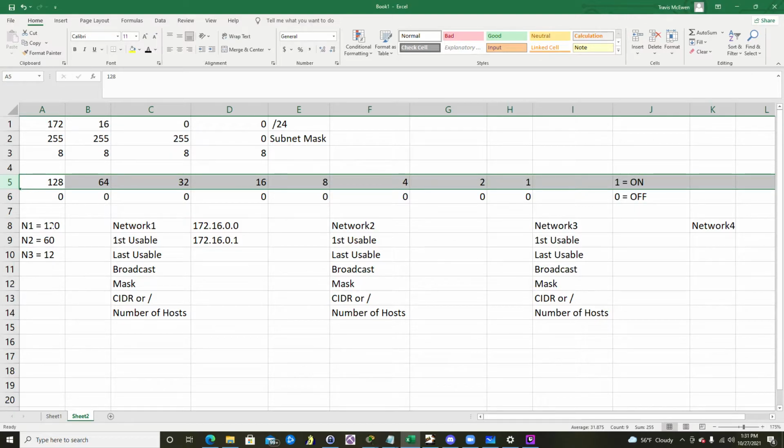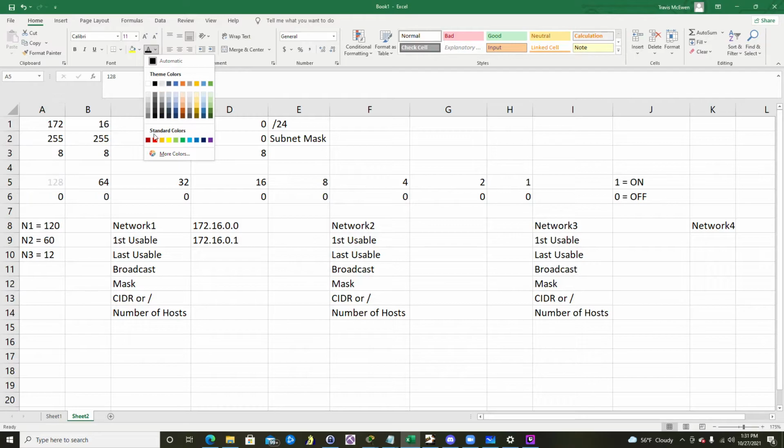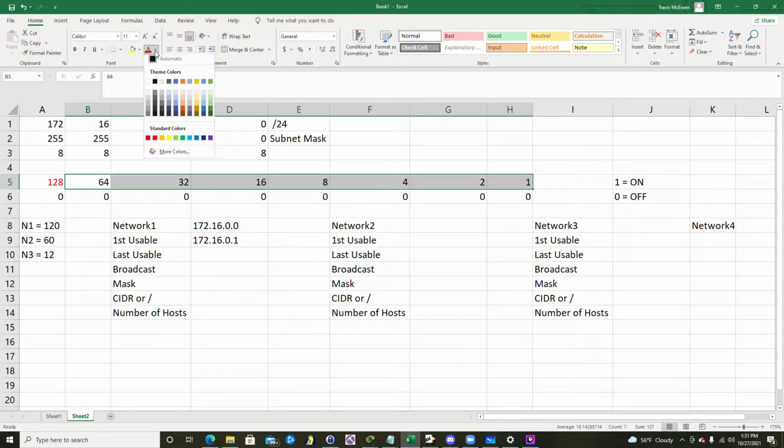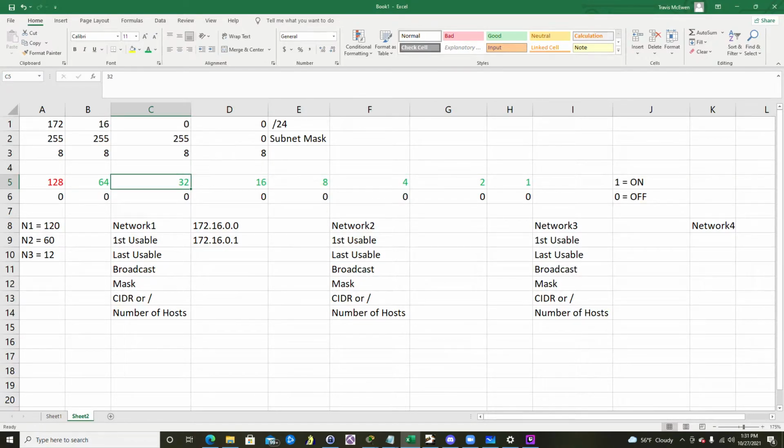Well, 120 falls in between the 64 and 128. So now if I was writing this out on, say, a piece of paper or a whiteboard, I'd draw a line right here in between the 64 and the 128. Now, since this is Excel, I can't do that. But what I'll do is we'll mark in red the one bit, and then we'll mark in green the others.